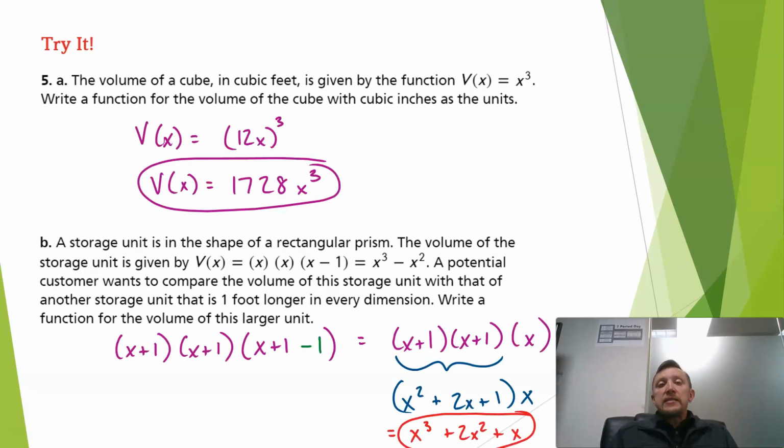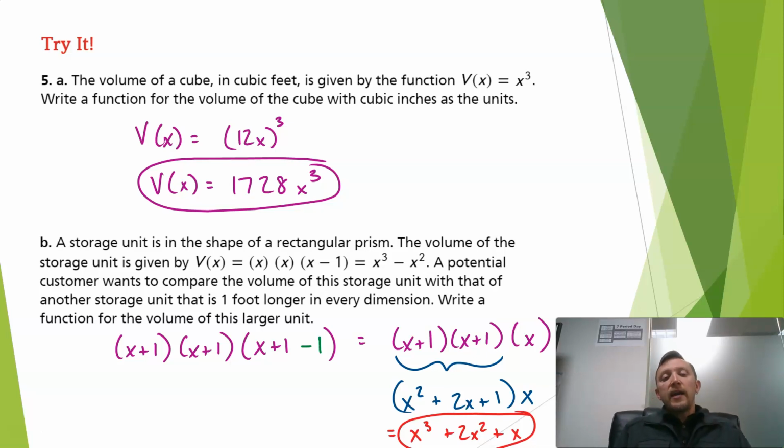The first one would have been a little easier. Hopefully you recognized that there are 12 inches in a foot, so we're going to replace x with 12x. If I do that, we would cube the 12 and the x. When you cube 12, you'll need a calculator for that. 12 cubed is 1,728. So 1,728 times x cubed would give us the volume of a box in cubic inches.